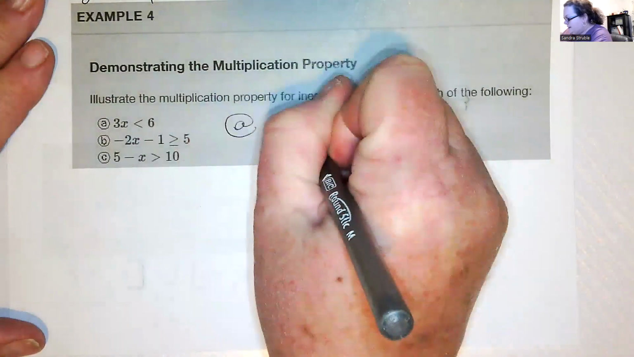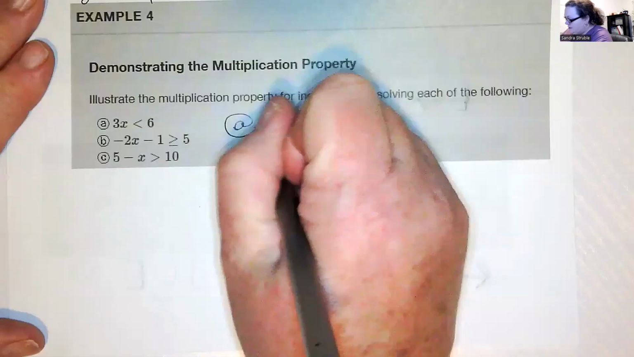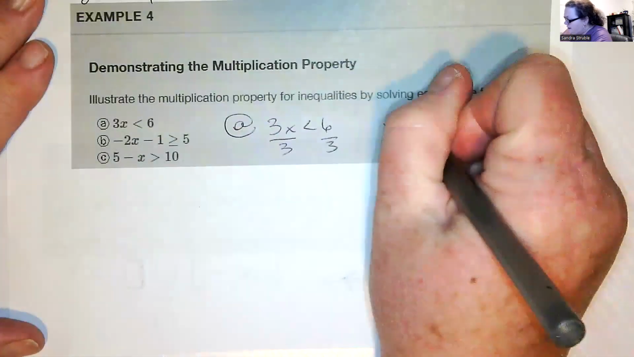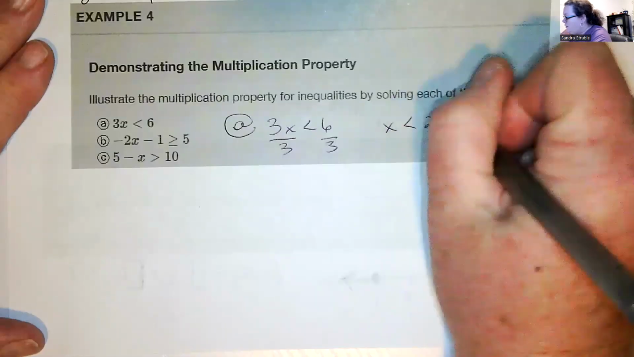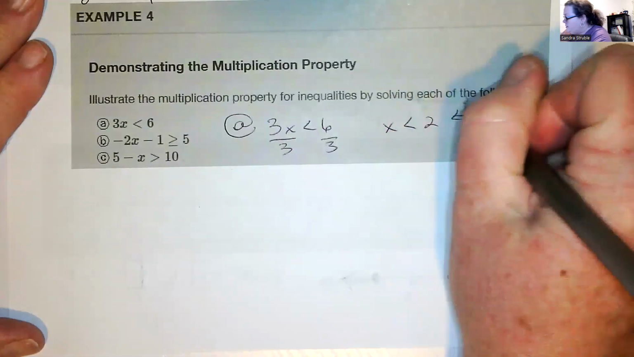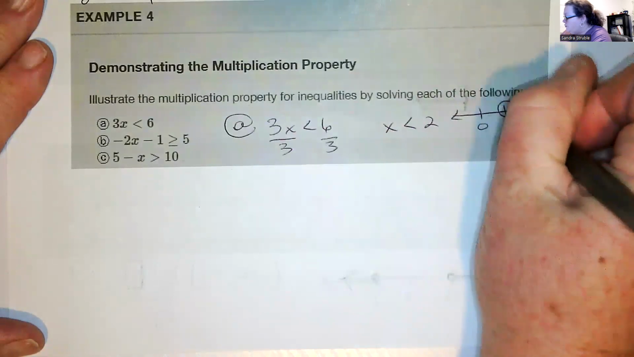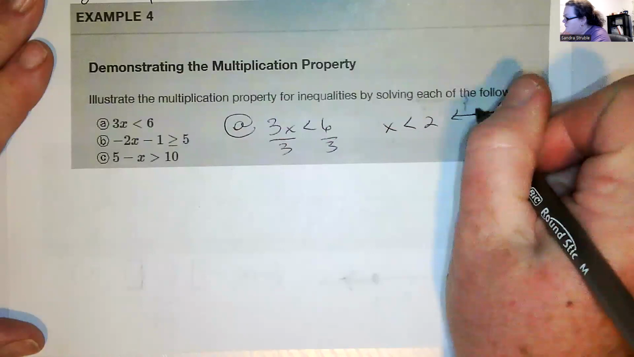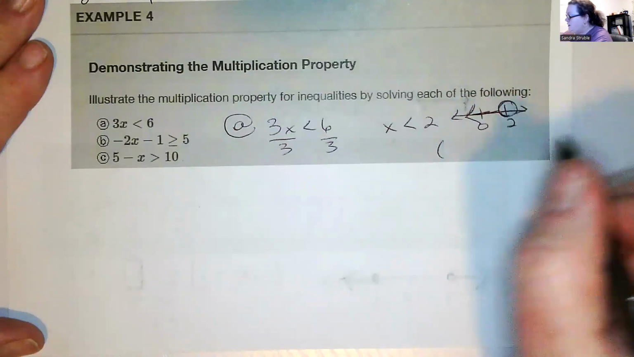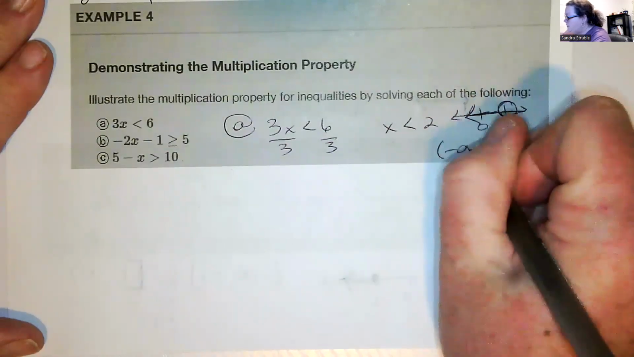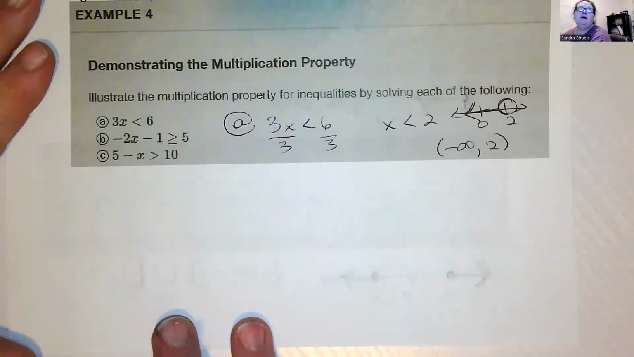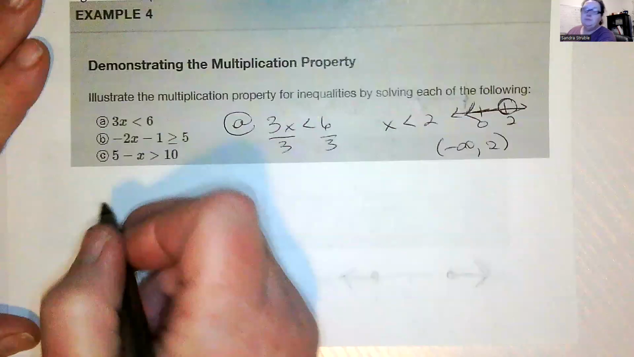3x less than 6. I'm just going to solve for x, so divide both sides by 3. Nothing exciting here. x is less than 2. On a number line, that's 0, there's 2. 2 is not included because there's no equal sign, and x is less than, so it goes off to the left. Interval notation, it's negative infinity, comma, 2, parenthesis. And that's it. The next one's when the fun starts happening.